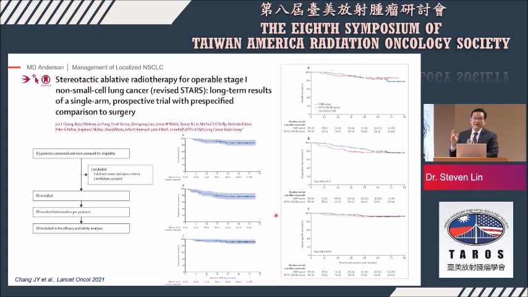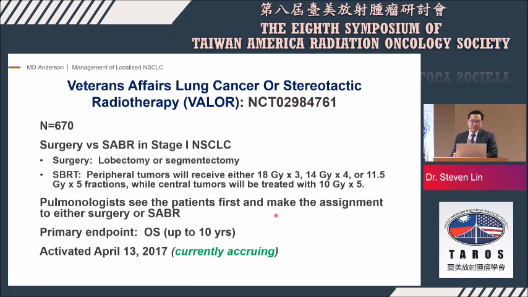So that suggests that potentially SABR patients' outcomes are practically comparable to even VATS lobectomy, which has low surgical complications. But it's not a randomized trial, right? So we still need to do the randomized trial. This is the only randomized trial that I know of that's actually still enrolling patients.